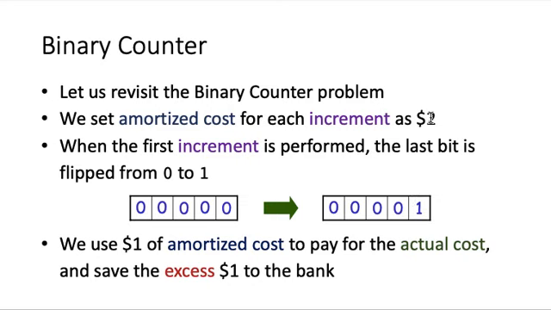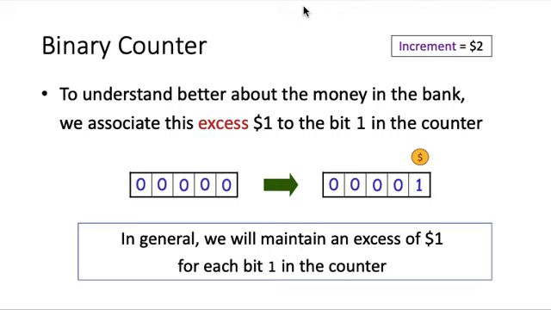So what does that mean? It means that we can use $1 from this amortized cost to pay for the actual cost, and then the remaining $1 is saved into the bank. Now again, we can understand the money in the bank better by associating the excess of $1 to the bit 1 inside the counter. Later we will see that each excess in the bank will be associated to a bit 1 inside the counter.